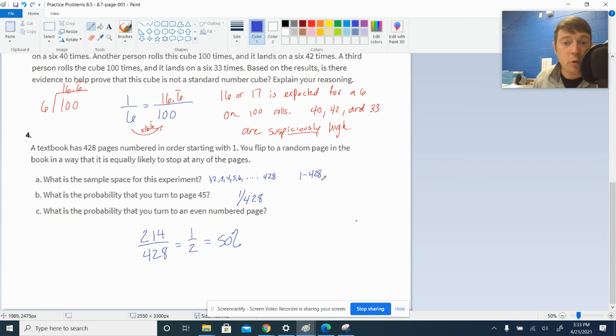If this ended in 429, there would be a slight favorance. I think I just made up a word. Favorance. There would be a slight favor to the odds because you ended with an odd and you started with an odd number. But we're not going to get into that. This is straight up 50-50.